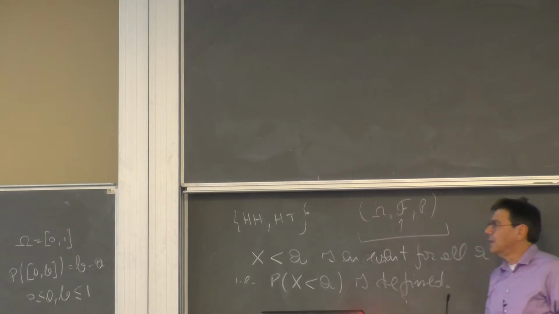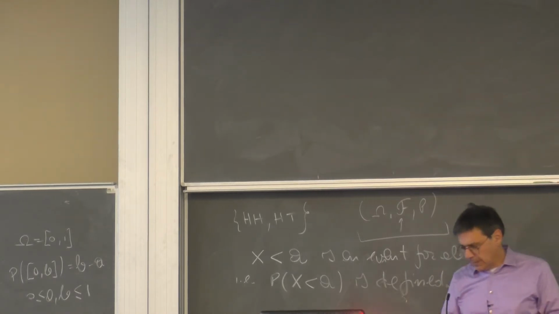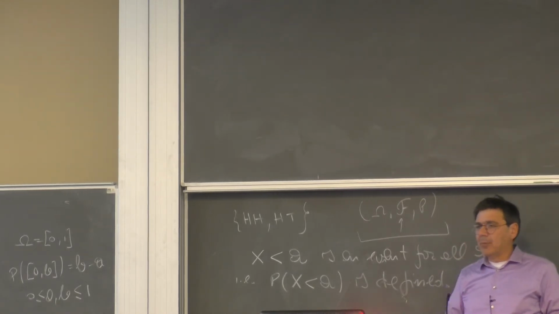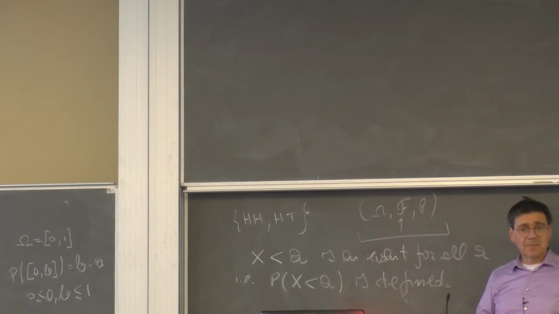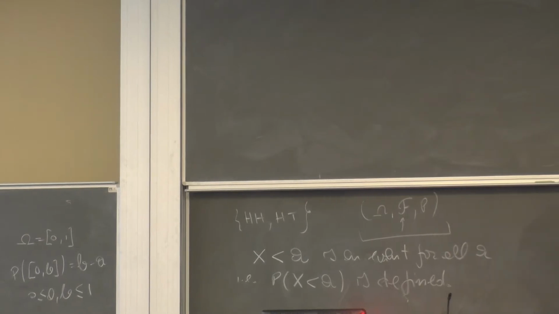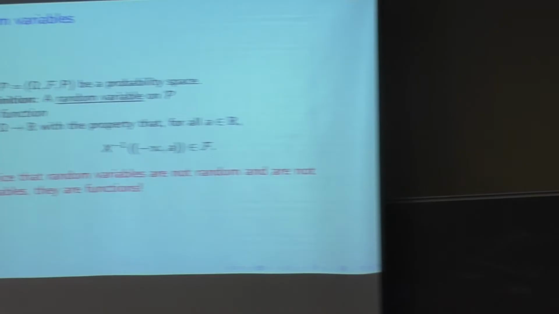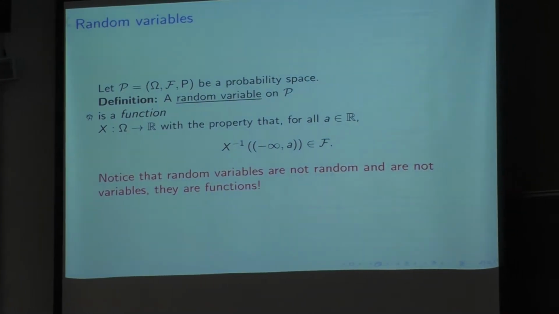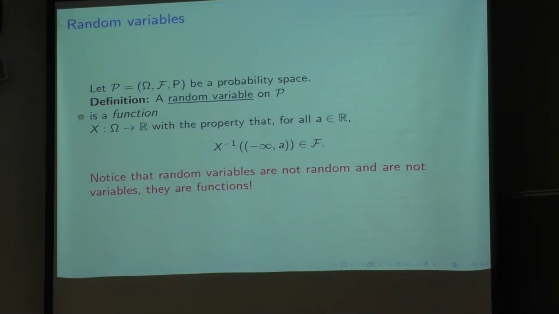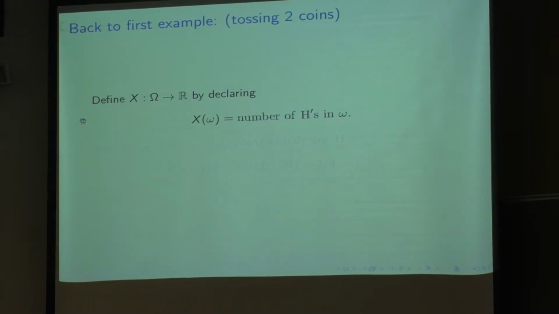Okay? Now, here's what people find surprising. Random variables are not random, and they're not variables. Random variables are functions. Okay? Okay, does this look familiar? Very good. So now let's move on and let's define some random variables.